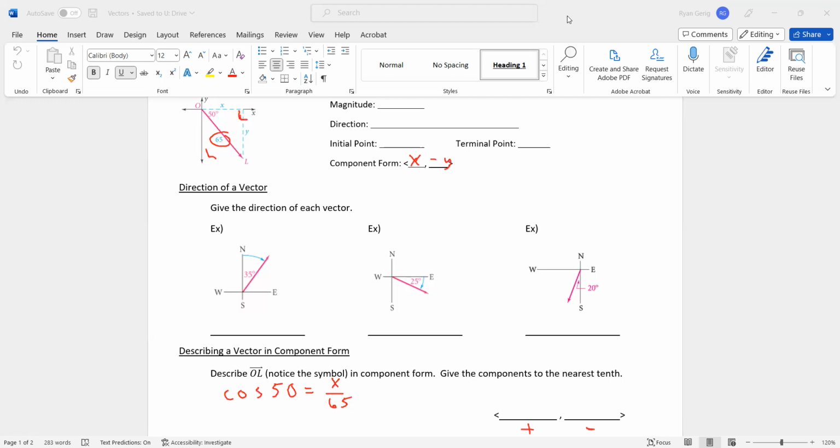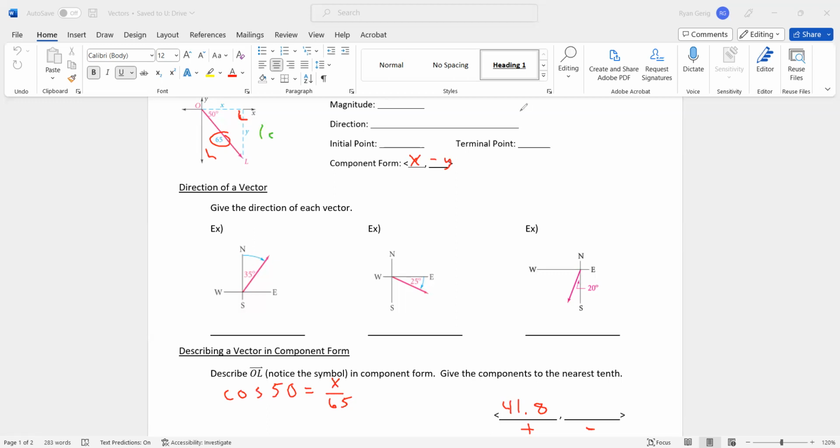And I get 41.78. It says to the nearest tenth, so 41.8. That's the x component. So if this was measured in miles, that would be 41.8 miles east. And then how far south did I have to go? Well, that's where I do the next one. I'll switch colors here.